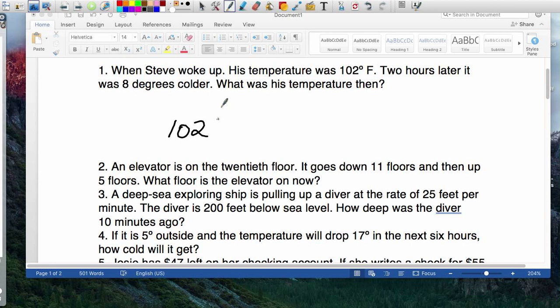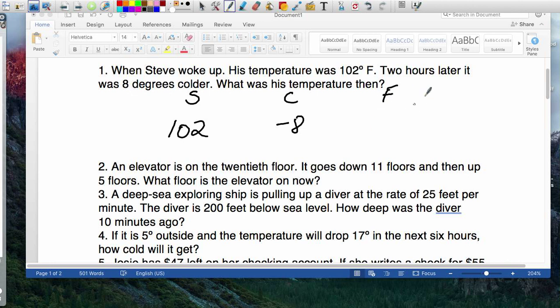2 hours later, it was 8 degrees colder. So there's a little change here, right? So I'm going to put start. This is my start. This is my change. What was the change? -8. And we're looking for the final. What's the final temperature, right? So if it was 102, and obviously there was a change of -8. So definitely went down, and we want to find his final temperature.